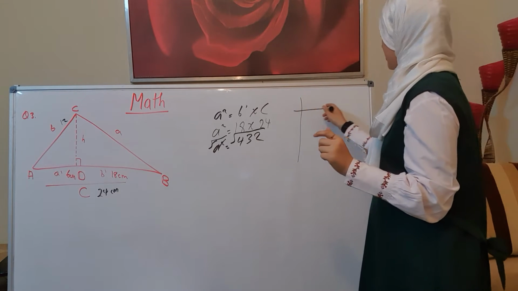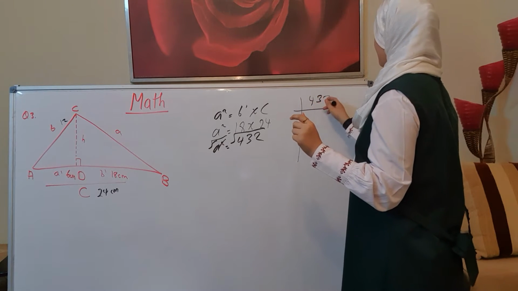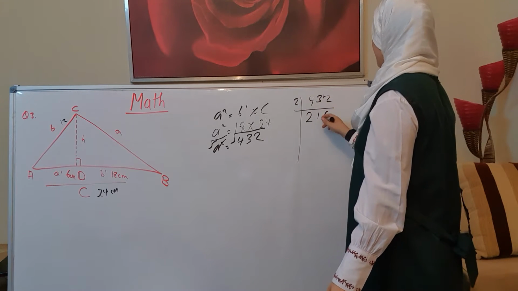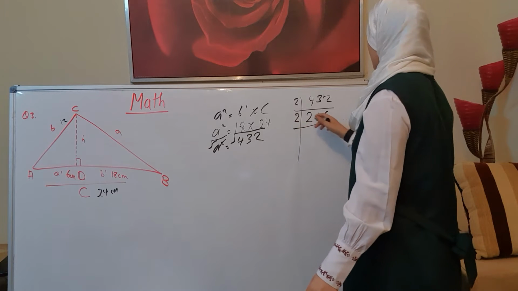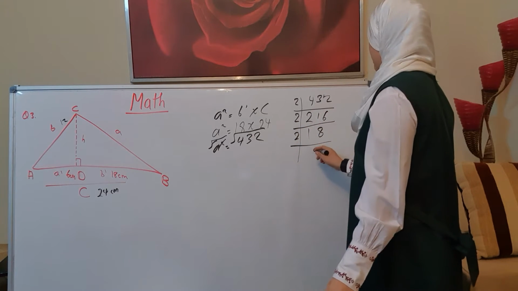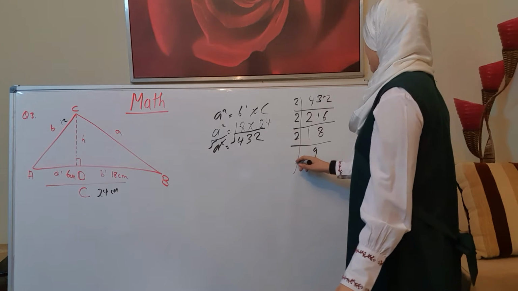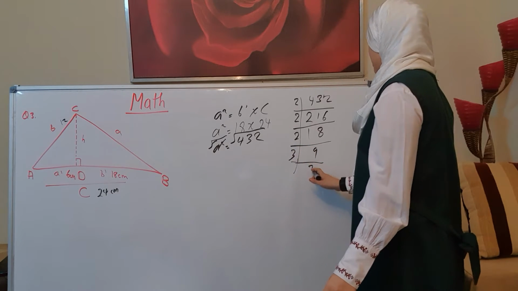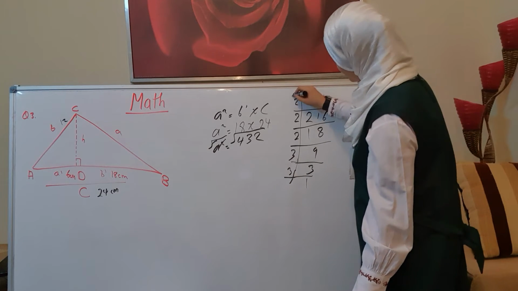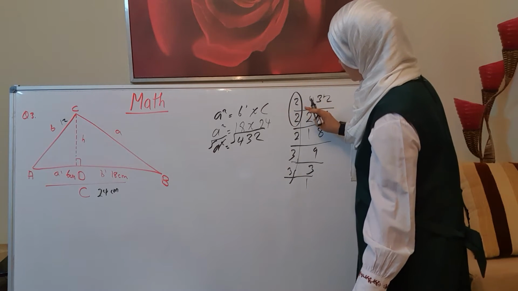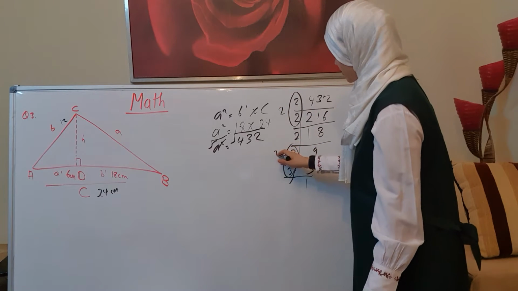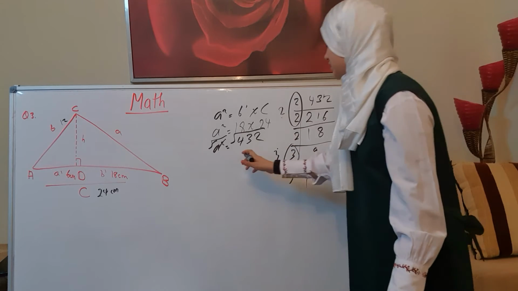432 divided by 2 is 216, then divided by 2 again is 108, then by 2 again is 54, then by 2 again it will be 27, and here 3 by 3 will give us 9, then 3, and then 1. So that means we have 2 and we have 3. So 3 times 2 is equal to 6.